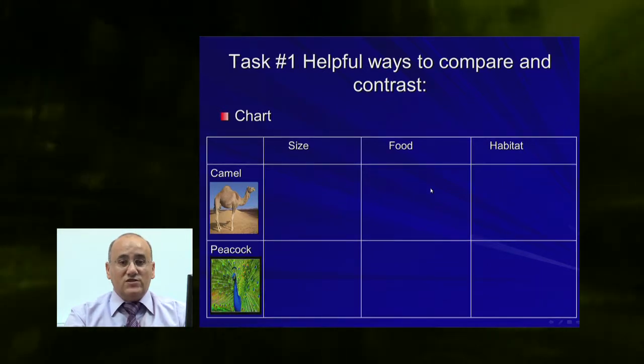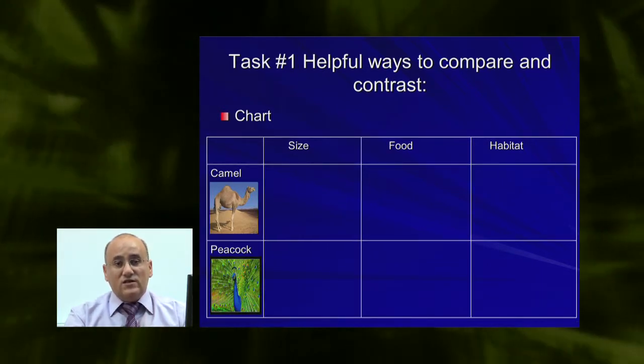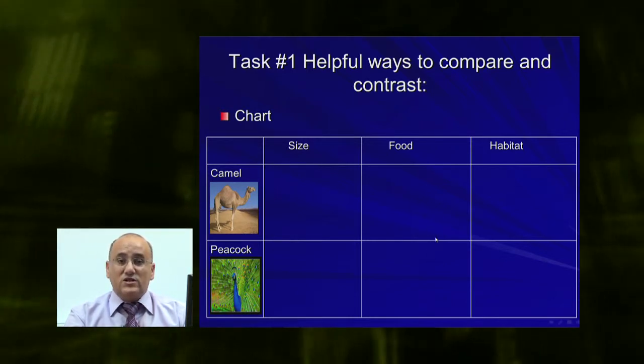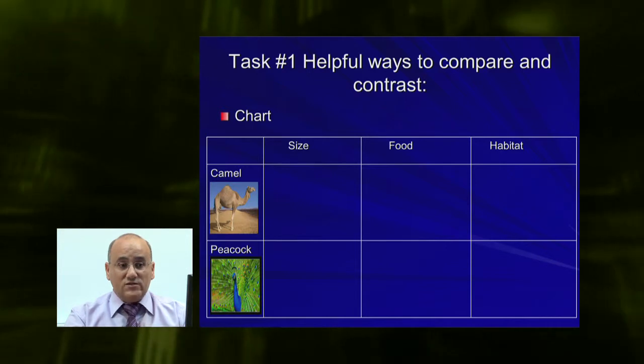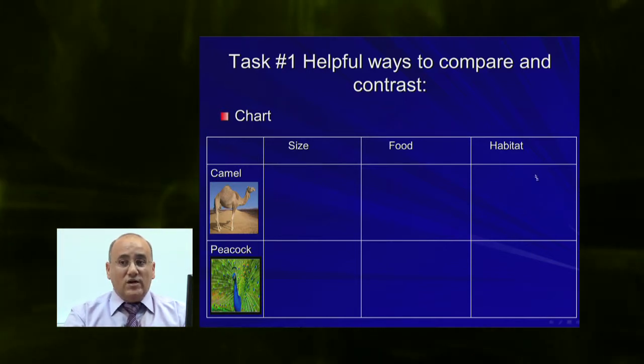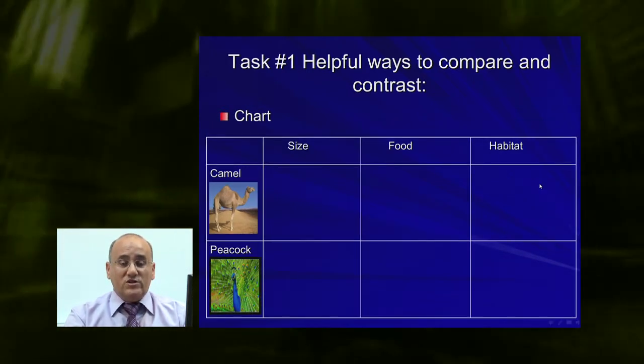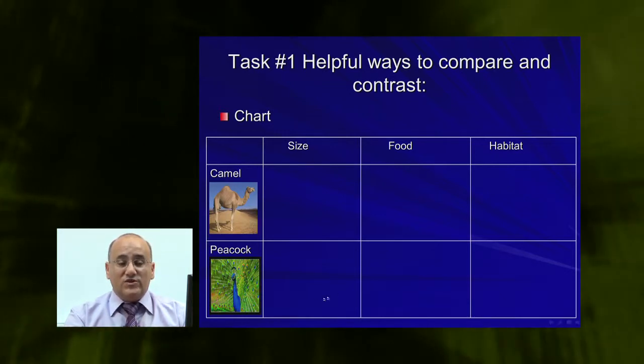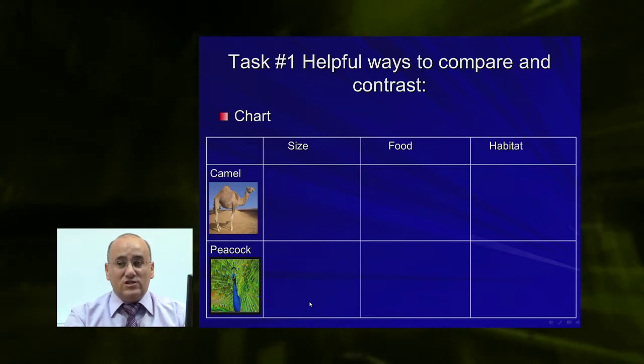The food. You can show differences or similarities here. The food for both of them is herbs, grass, or grains. The habitat. Both animals live in the Middle East and they are widely used, but the other one is mainly in the jungle.